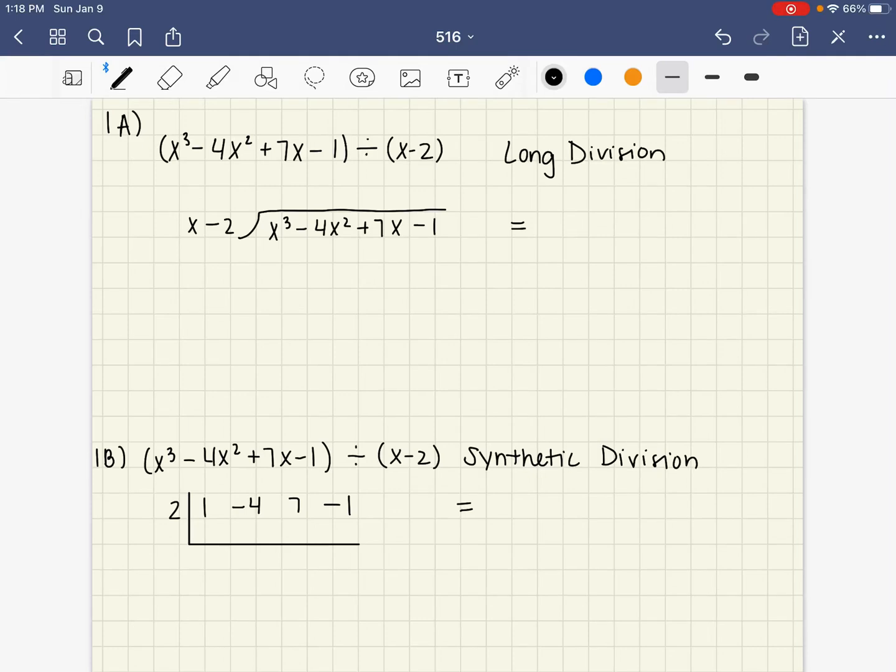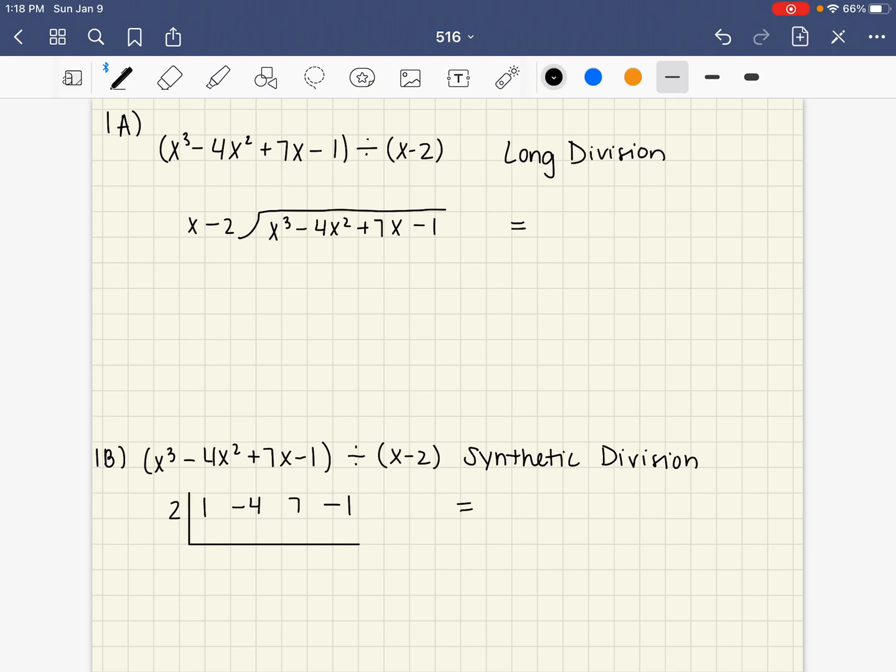For question 1, we had to show polynomial division using the two different methods. The first one, long division, and then the second, synthetic division. So I have already set up the long division. You just write the polynomials exactly as you see them. So you write your numerator underneath the division symbol, and then you write your denominator on the front.